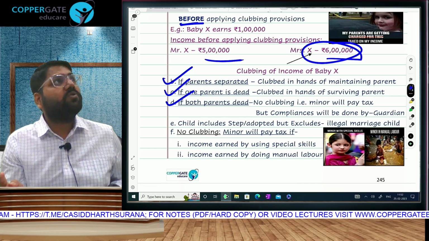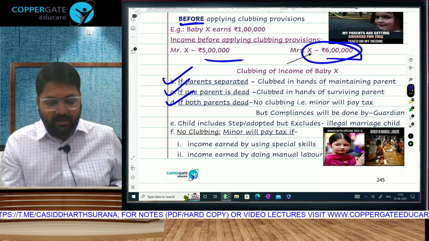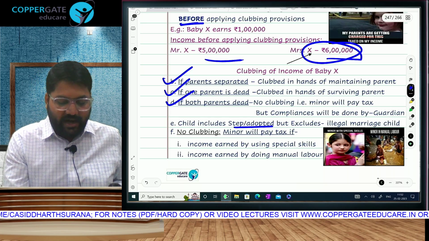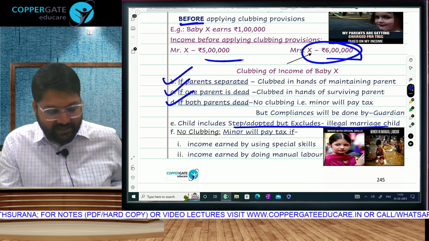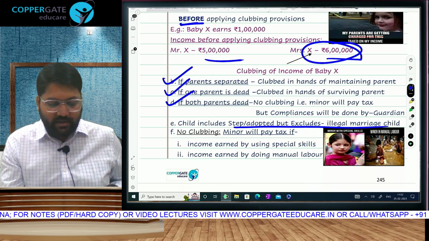Minor will pay tax. We will do computation of income of the minor. Compliances will be done by the guardian. Child ke definition mein we will include your own child, stepchild and adopted child. But we will exclude child born out of an illegal marriage.